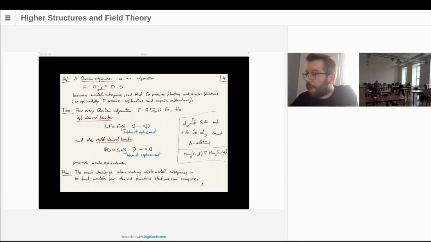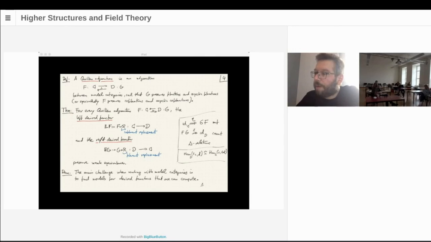Now, a Quillen adjunction is a bit more restrictive because you want to have an adjunction together with the property that the right adjoint preserves part of the model structure. But the nice thing is when you have this Quillen adjunction, you can produce functors which are compatible with weak equivalences. So how does that work? This is the theorem here, which is, I think, one of the main theorems of model category theory.